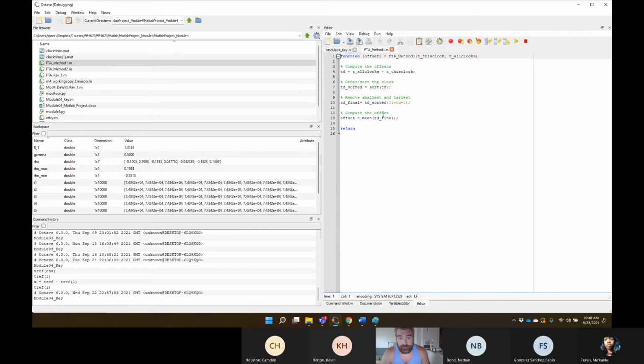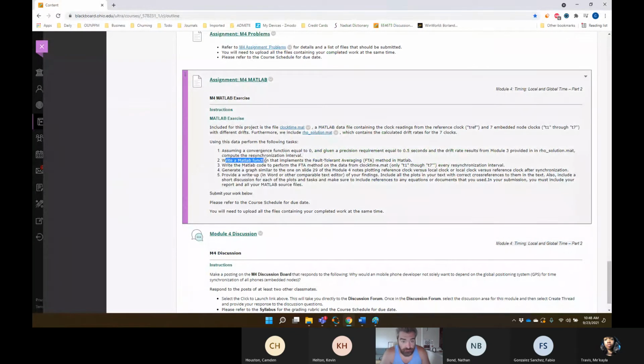And so we take the mean of everything except for the largest and the smallest, and that is the FTA offset we're going to use. So that is our implementation of the fault-tolerant averaging method. So that's part 2 done.